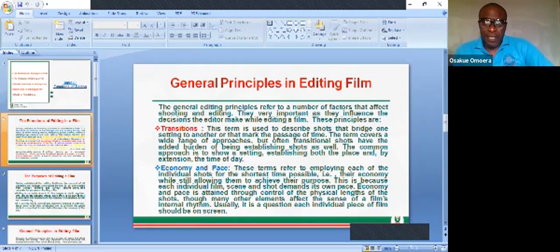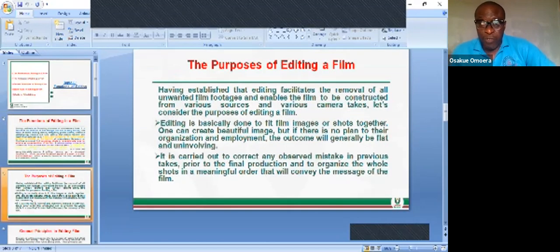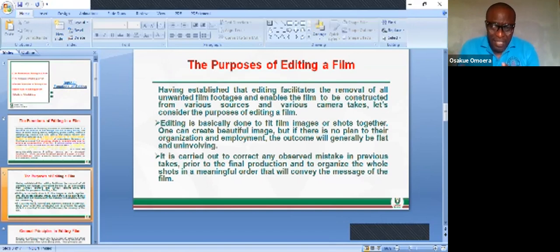Editing is basically done to fit film images or shots together. That is essentially what editing is all about. One can create beautiful images, but if there is no plan to their organization and employment, the outcome will generally be flat and uninvolving. So it is this editing that gives it that aesthetic, that gets us involved, that gets us fascinated about the film, and particularly documentary film.